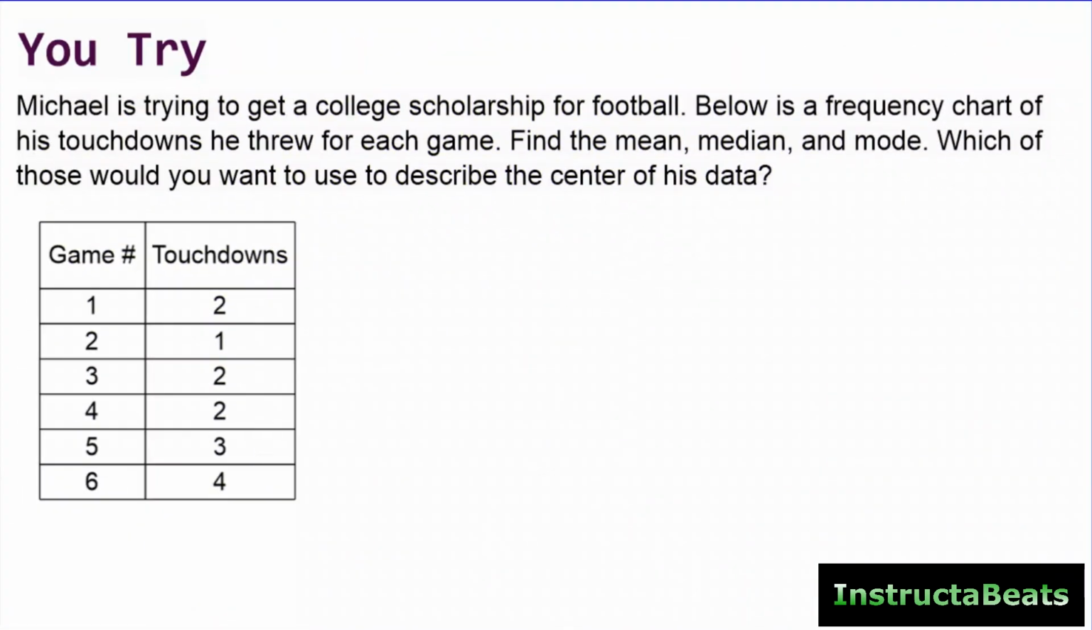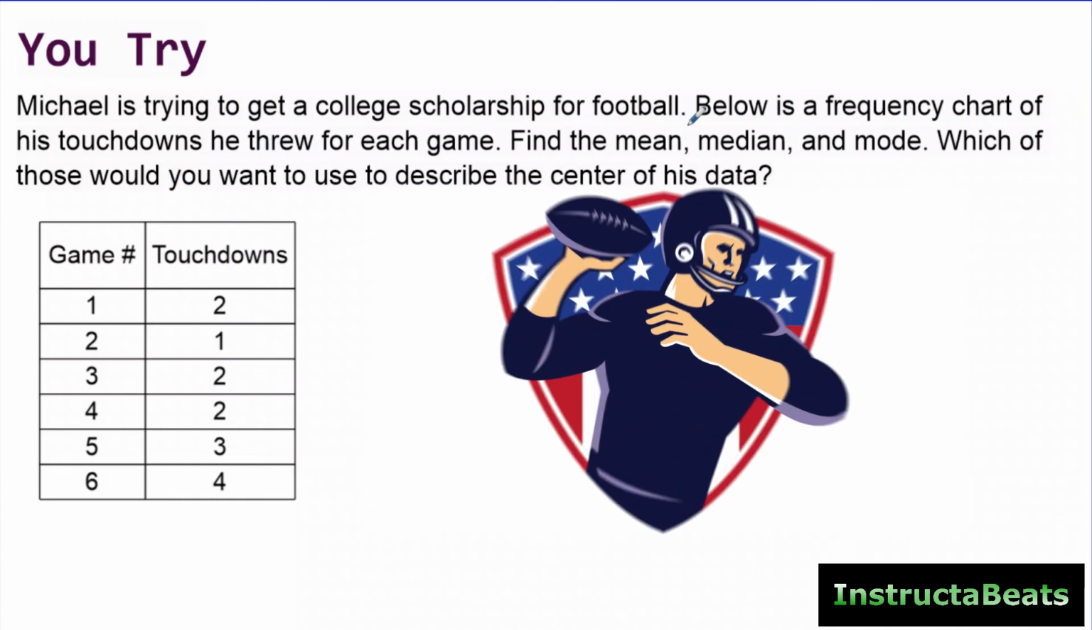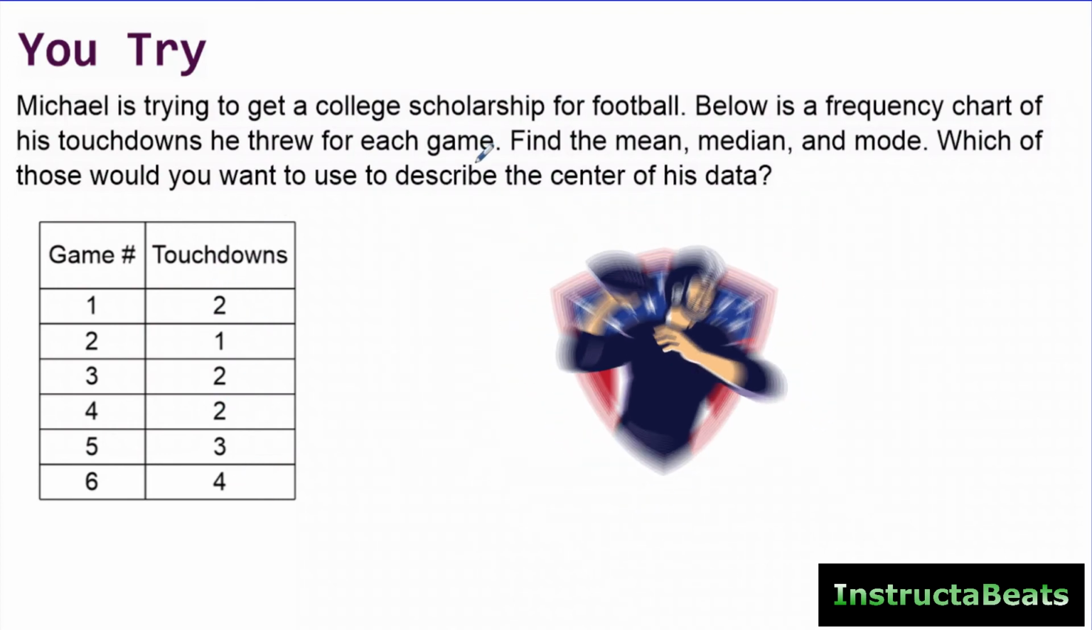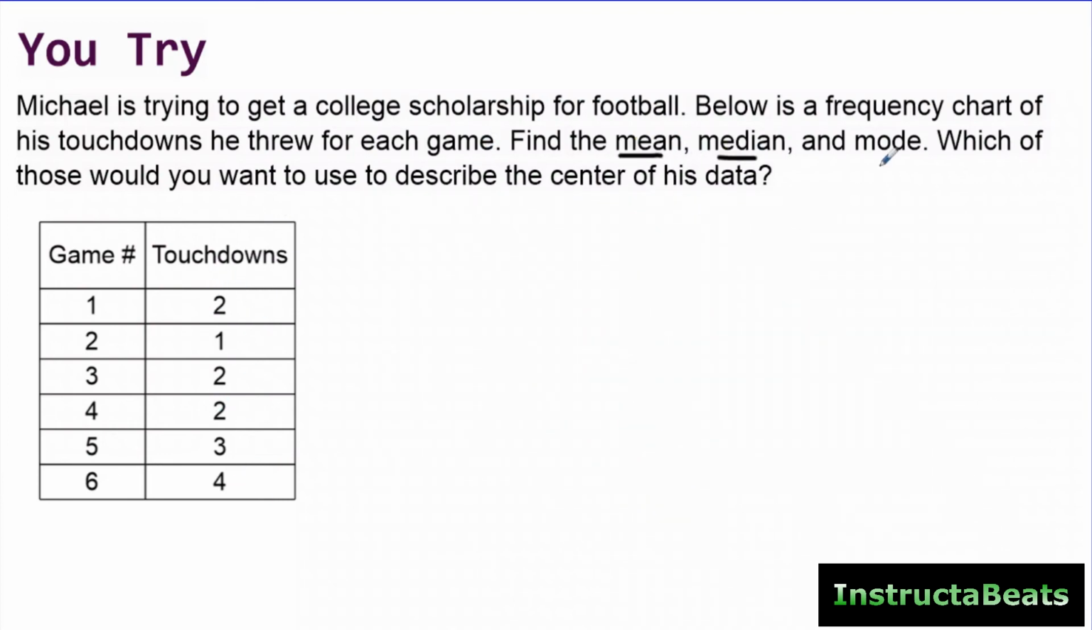Let's take a look at this you try problem, right? So it says Michael's trying to get a college scholarship for football. Below is a frequency chart, right? So basically just a count of all the touchdown passes that he threw for each game. We're going to find the mean, the median, and the mode. And then which of those would you want to use to describe the center of his data, right? So how many touchdown passes could you typically expect Michael to throw, all right?